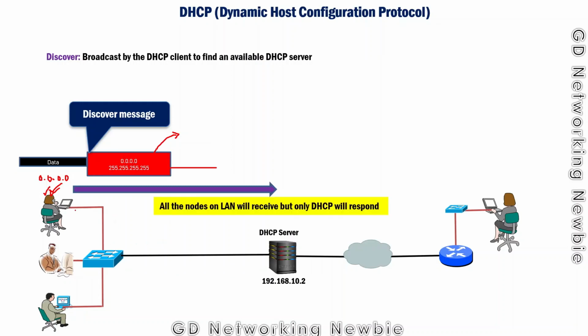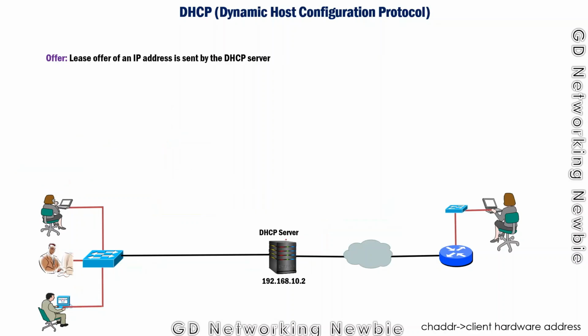So it means all the nodes, this one will also receive it, and the DHCP server will also receive that message. All the nodes will receive that message, but only the DHCP server will respond, because this is a request for the DHCP server, not for anyone else. So all the remaining nodes will not process it, or they will reject it, but only the DHCP server will process it and respond to it.